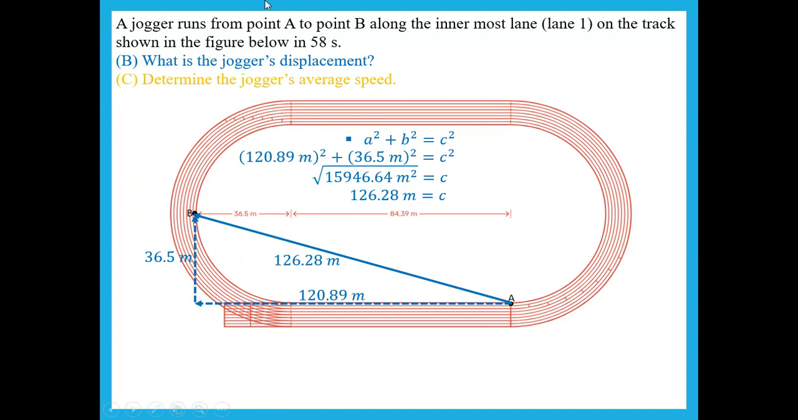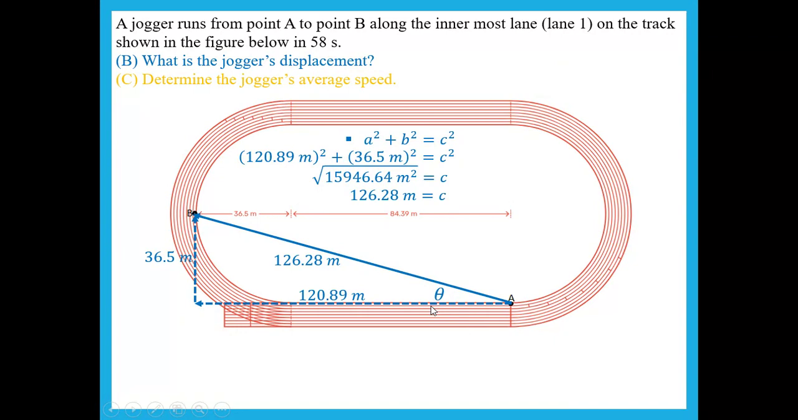Part B asks you to find displacement, which is a vector quantity. Keep in mind, a vector quantity has to have a magnitude and a direction. I just found the magnitude: the 126.28 meters represents the magnitude, but you need the direction. Because you have a triangle, you have to find the angle that touches the horizontal axis. So here is where I label theta.